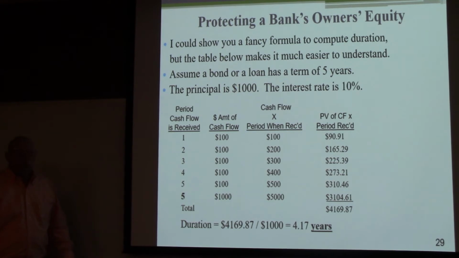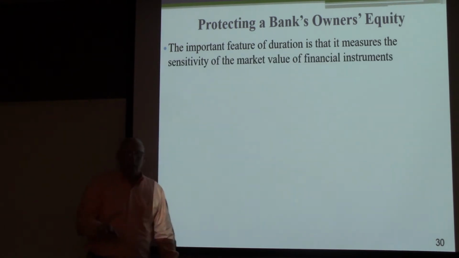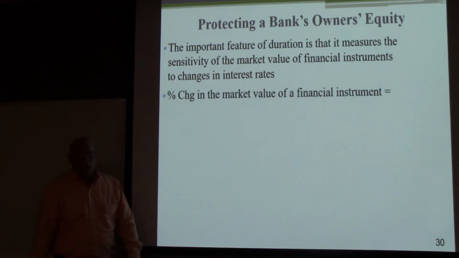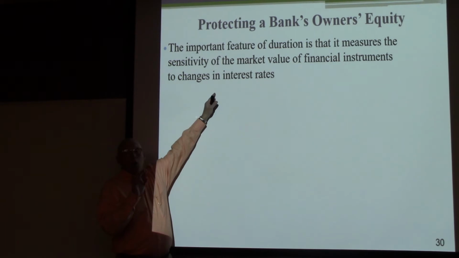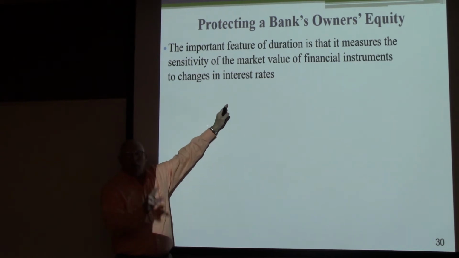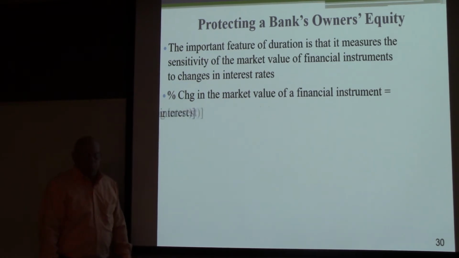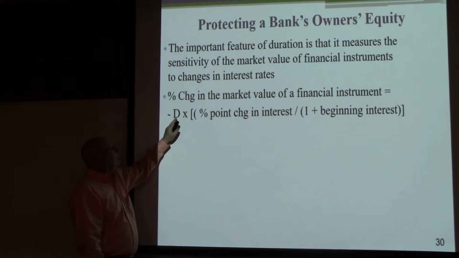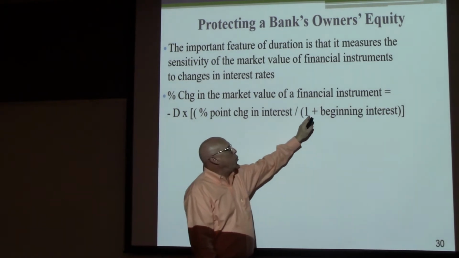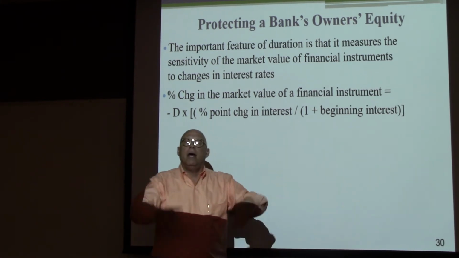What does that mean? How can we use that? Let's look at it. The important feature of duration is that it measures the sensitivity of the market value of financial instruments to changes in interest rates. So this tells us how a market price for a security or a loan will respond to a change in interest rates. So the percentage change in the market value of a financial instrument is equal to the opposite of the duration times the percentage point change in interest divided by 1 plus the beginning interest. And you're going, what is that? We'll take a look at this example, and it will be quite simple.